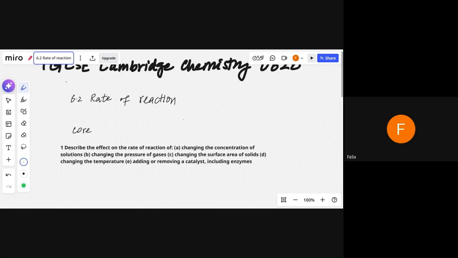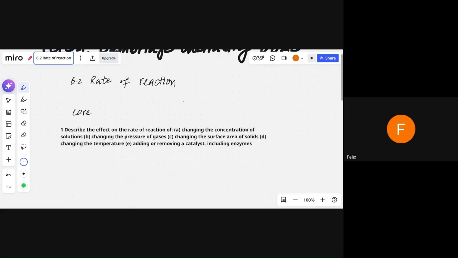It says, describe the effect on the rate of reaction of changing the concentration of solutions. So what is meant by concentration? Concentration is moles divided by volume in dm cubed, right? So the higher the concentration, the more particles there will be.